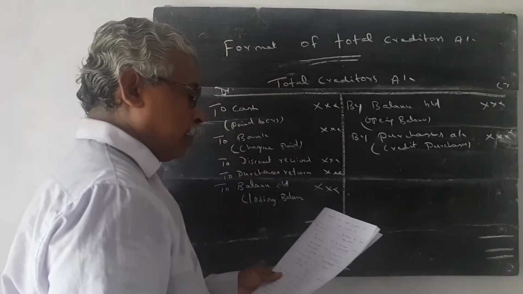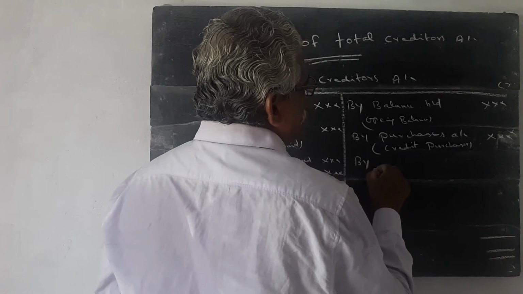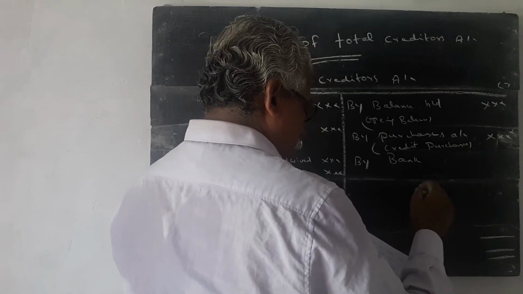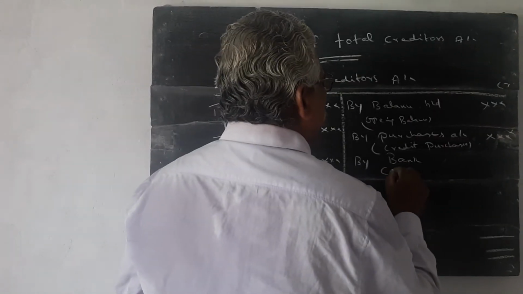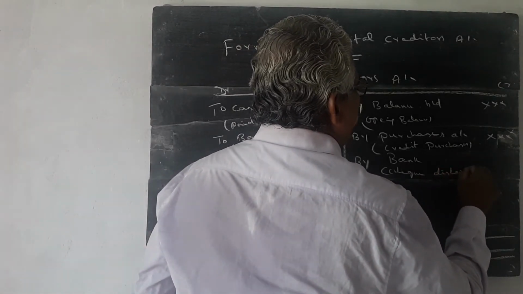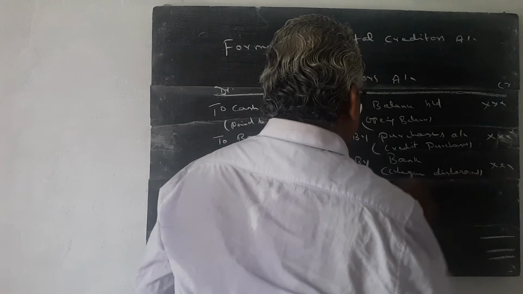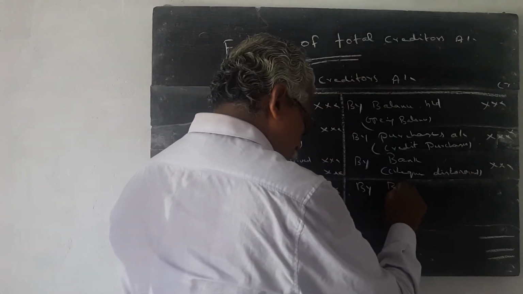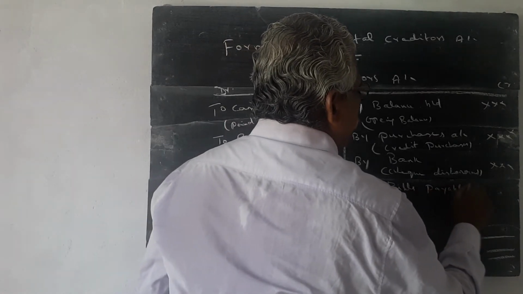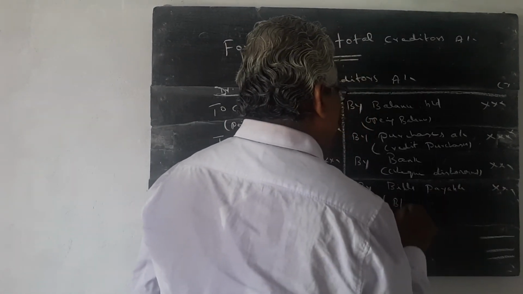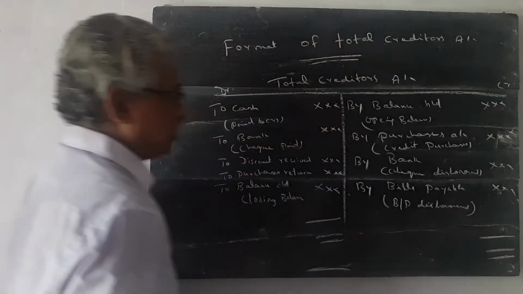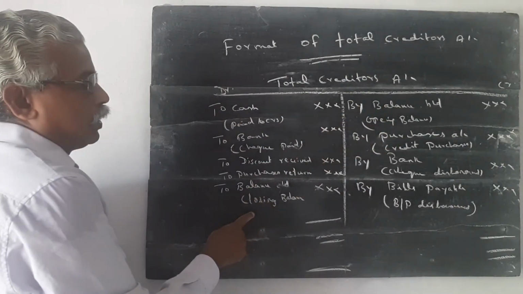Then any check is dishonored, we can write by bank. Check dishonored entry is entered in this way. Then any bills payable is dishonored, bills payable dishonored is entered here. Once again, opening balance is entered here, closing balance is entered here.